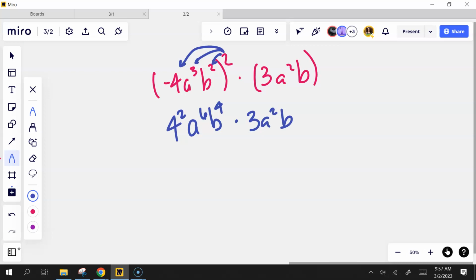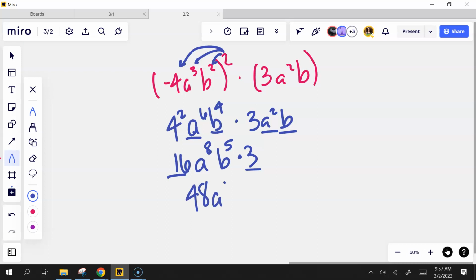And again, the only reason the negative is dropping off is because I'm raising it to the second power, and a negative times a negative is a positive. So this would be 16. I've got a^6 and a^2, which would give me a^8. I've got b^4 and b^1, which would give me b^5, and I've still got that 3 there. And so I'll just multiply those together. What is that? 48? 48.